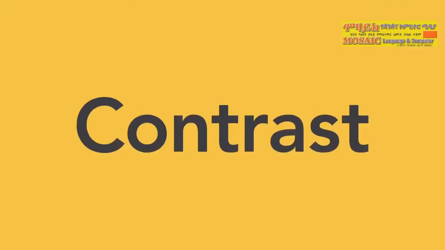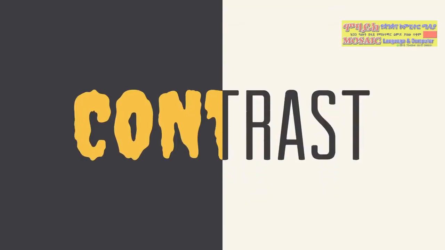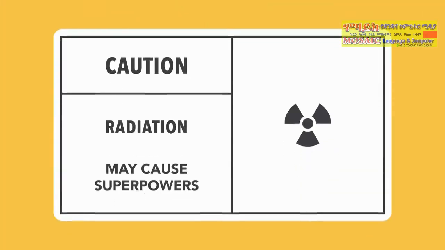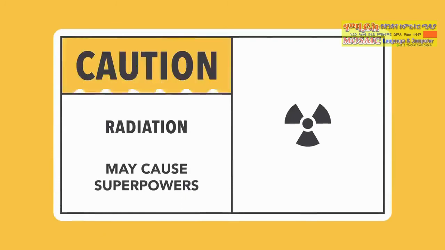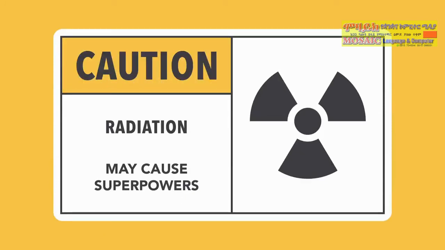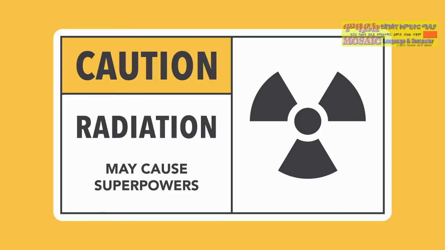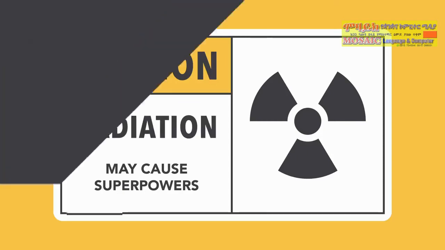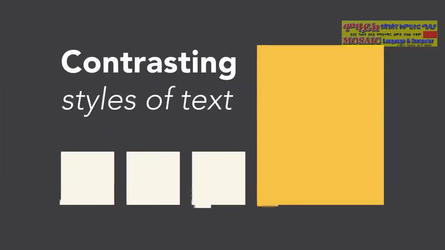Contrast simply means that one item is different from another. In layout and composition, contrast can help you do many things. For example, catch the reader's eye, create emphasis, or call attention to something important. There are lots of strategies for creating contrast. You can use color, adjust the size, shape, or visual weight of an object, or use contrasting styles of text.